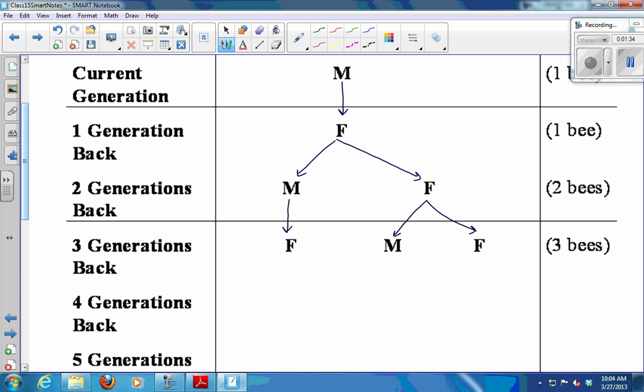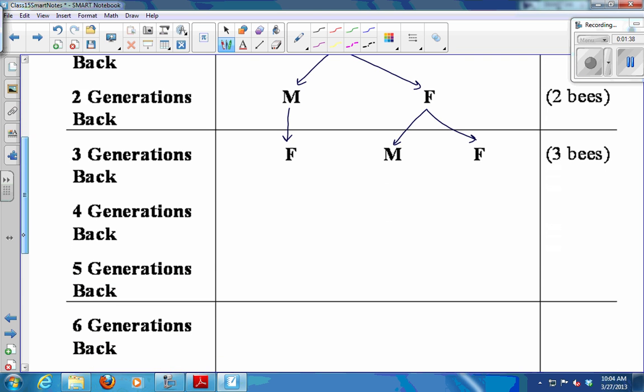So I want you to go back 7 generations. Okay, so the next one, this female would have two parents, a male and a female. Females have two parents. This male has one parent, just a female. And this female has two parents, a male and a female. And we can count the number of bees in each generation.